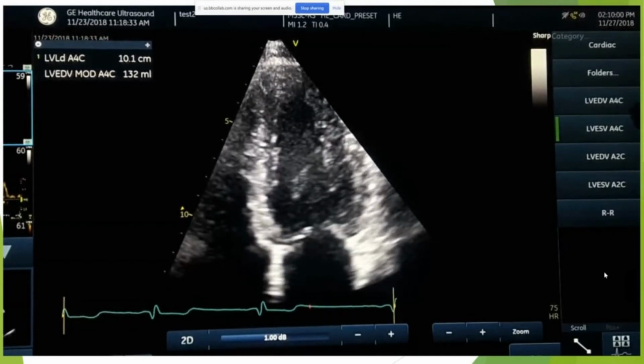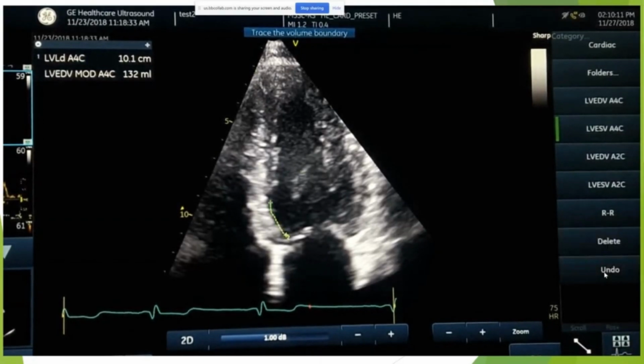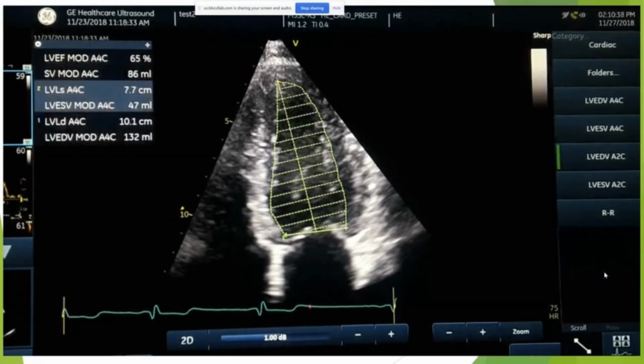And then again we go for the measurement. We start again in the medial annulus and trace endocardium here. As you notice, I cut some part of the trabeculation and papillary muscle, so I don't include them. And then I finish it at the lateral hinge, and then set. And here, the ejection fraction corresponds to 65%.